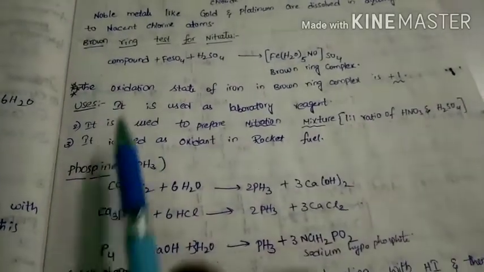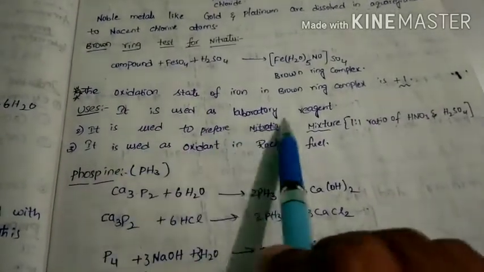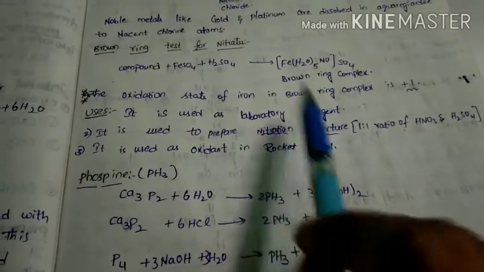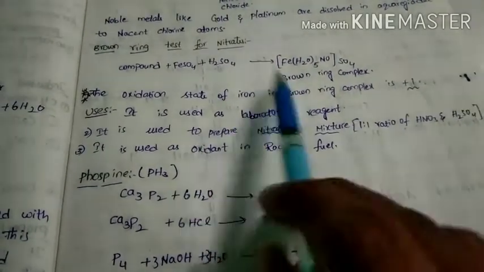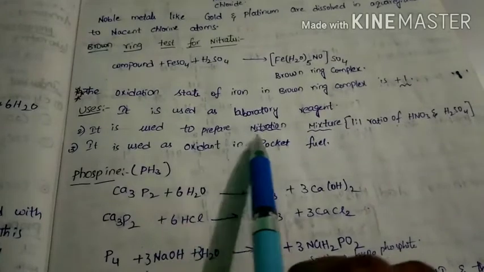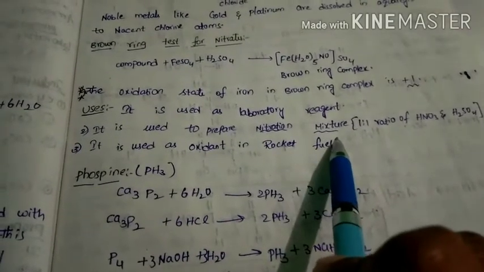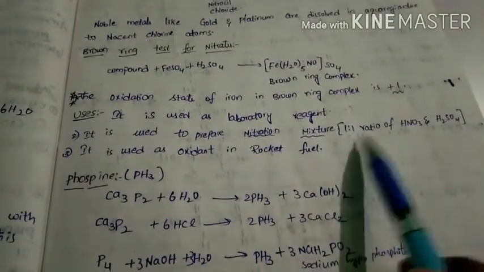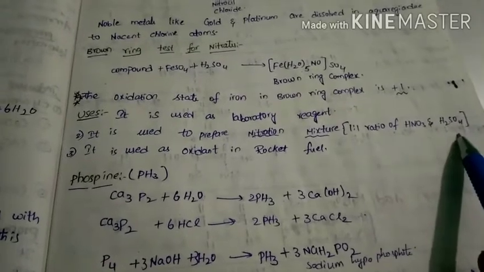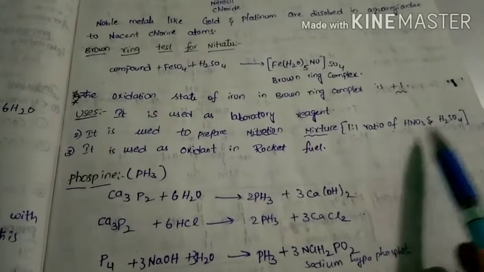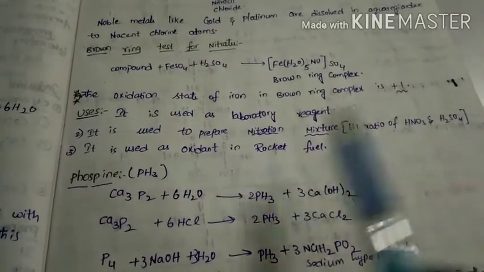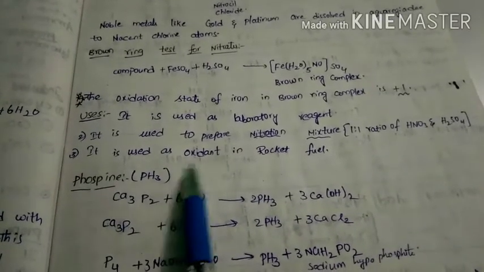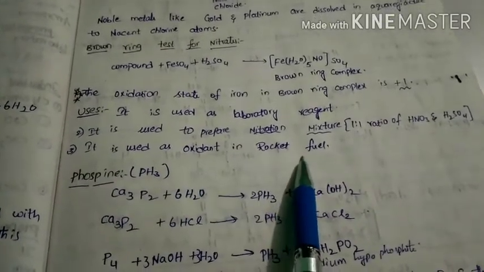Next, uses. It is used as laboratory reagent. That means by using this reagent we can make some other compounds. Next, it is used to prepare nitration mixture. Nitration mixture is 1:1 ratio of HNO3 and H2SO4. That means one part of HNO3 and one part of H2SO4 is called nitration mixture. Next, it is used as oxidant in rocket fuels.